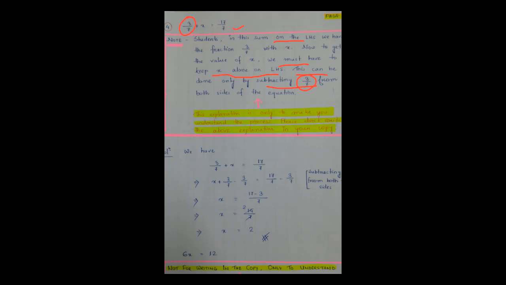So you can understand, only to keep x alone on one side we must subtract the other term, 3 by 7, from both the sides. By doing so we shall get x alone on one side, and on the other side there will be lying the value of x. Let us check it in the solution part. So just below this note part, the solution is provided.